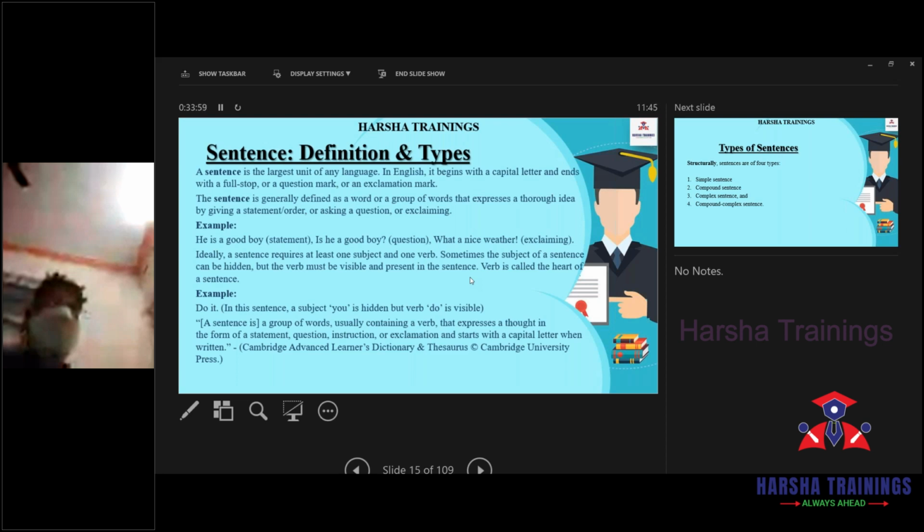But still it is making some sense, right? If I say play, what do I mean? Go and play. Or I take somebody's name and say play, right? So the subject is hidden, but still there is some logic. It makes sense, right? So for example, if I say do it, in this sentence the subject you is hidden. If I say do it, that means you do it. That's what I mean. So you need not be said explicitly, and the verb do is visible.